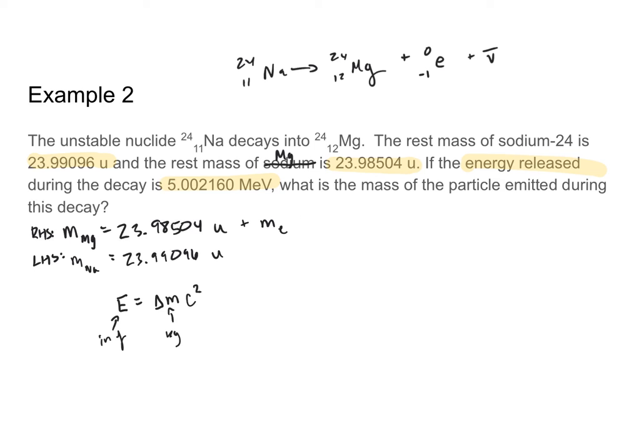Before I do that though, I do want to write my mass defect equation. My mass defect is 23.99096 minus 23.98504 plus the mass of my electron, which is a mystery. So I can subtract these two from each other, as long as I remember to distribute the negative sign there before I do any unit conversions. And that's just going to give me my mass in kilograms instead of my mass in AMU. So I can easily go back and forth if I need to.